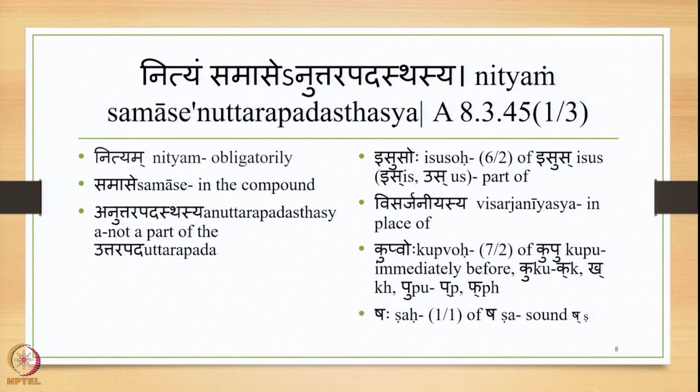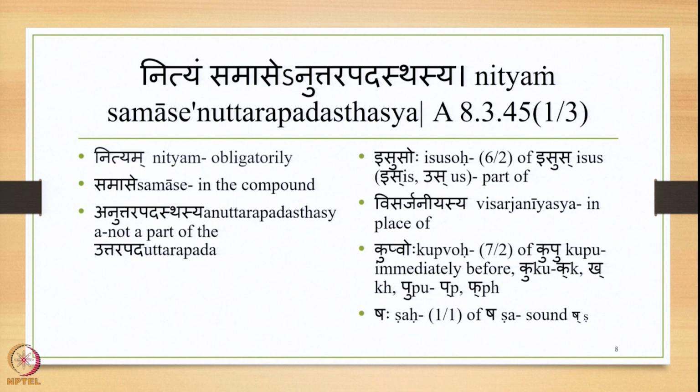Next we go to the sutra Nityam Samase Anuttarapadasthasya. This sutra has got 3 padas: Nityam, Samase and Anuttarapadasthasya. Nityam means obligatorily. Samase is 7/1 of Samasa, meaning in the compound. Anuttarapadasthasya is 6/1 of Anuttarapadastha, which means not a part of the Uttarapada. Uttarapada refers to the final component of a compound. Uttarapada is a technical term defined by the later Paninian grammatical tradition as the final component of a compound.